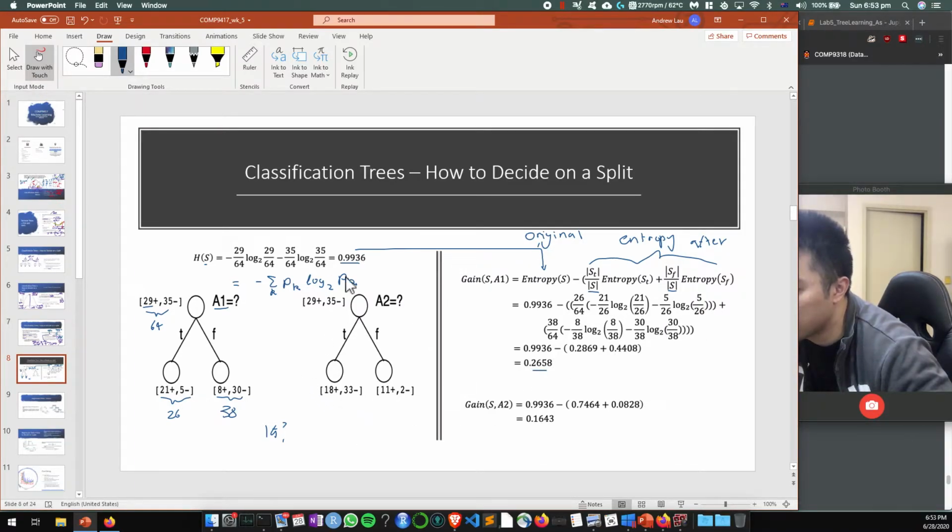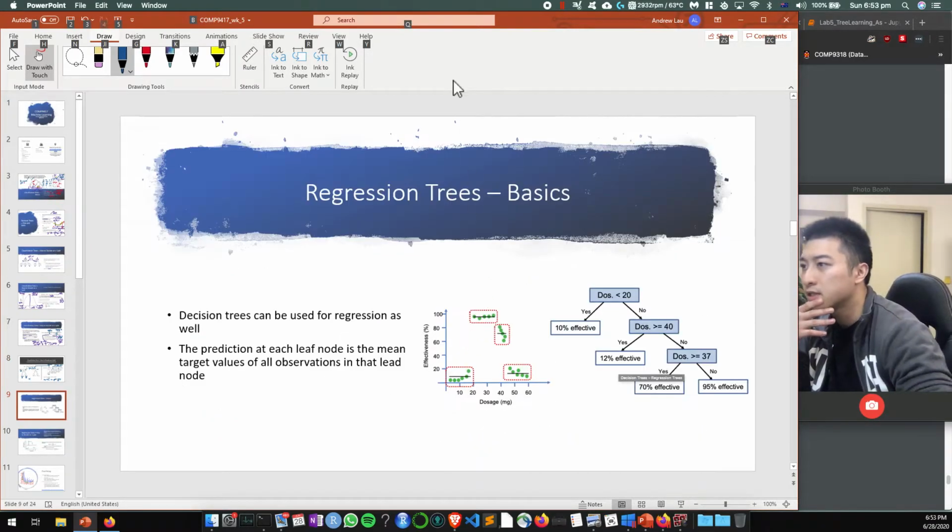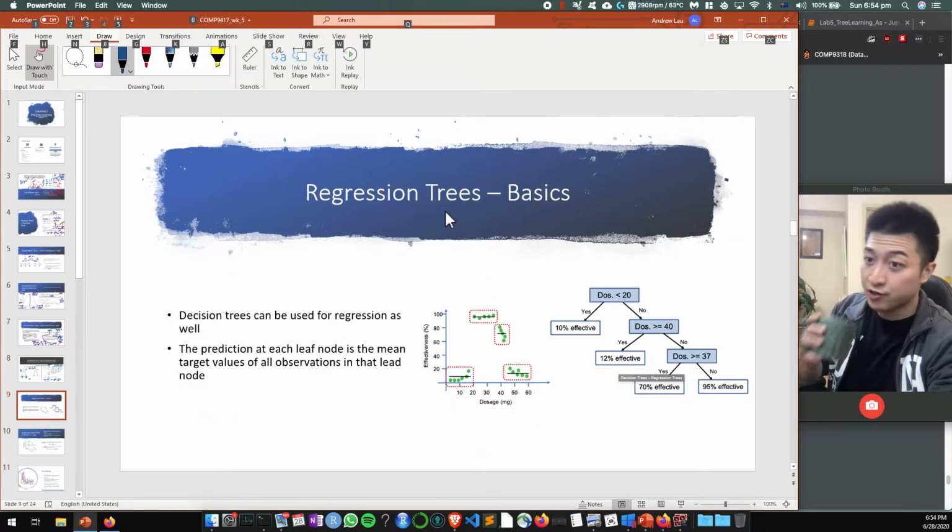You rinse and repeat, and you come to this, and then your conclusion is that the information gain of split 1 is better than the information gain of split 2. So therefore, based on that, I'd split using A1. Okay.